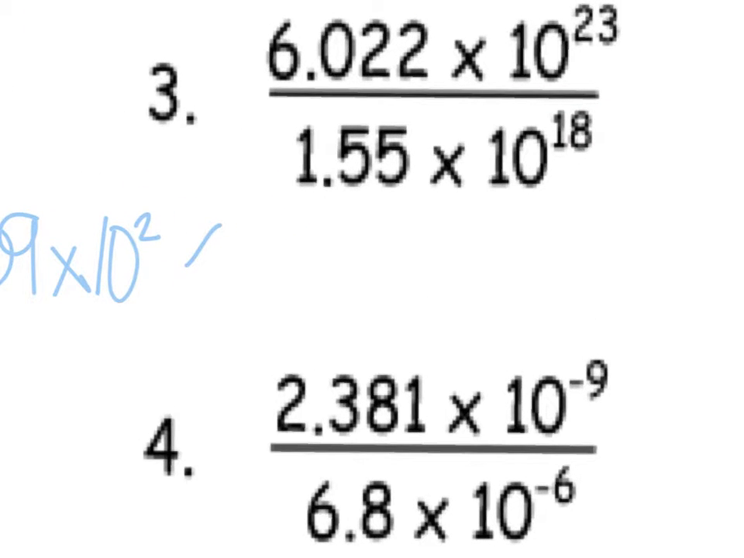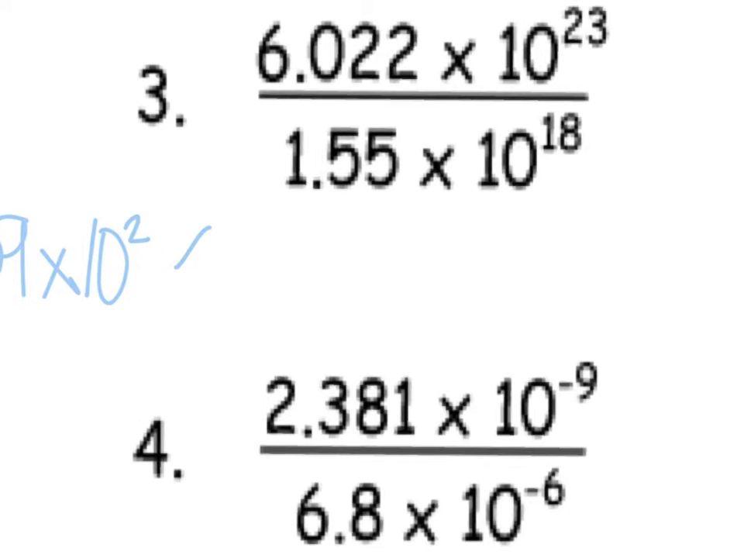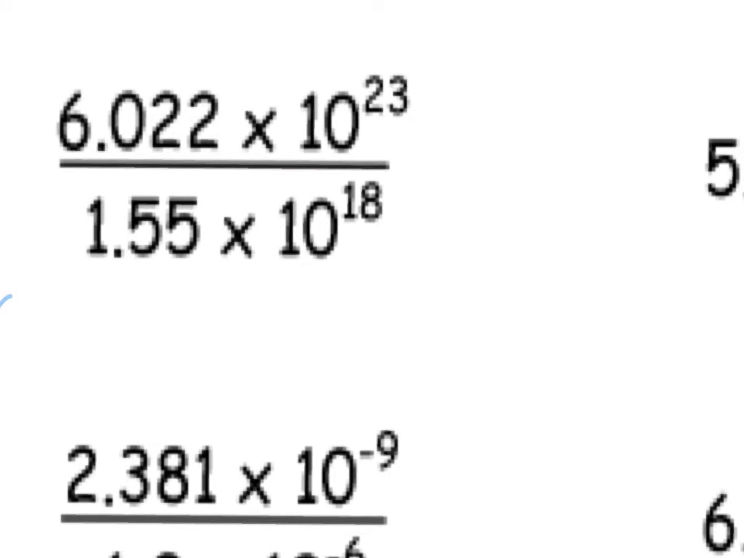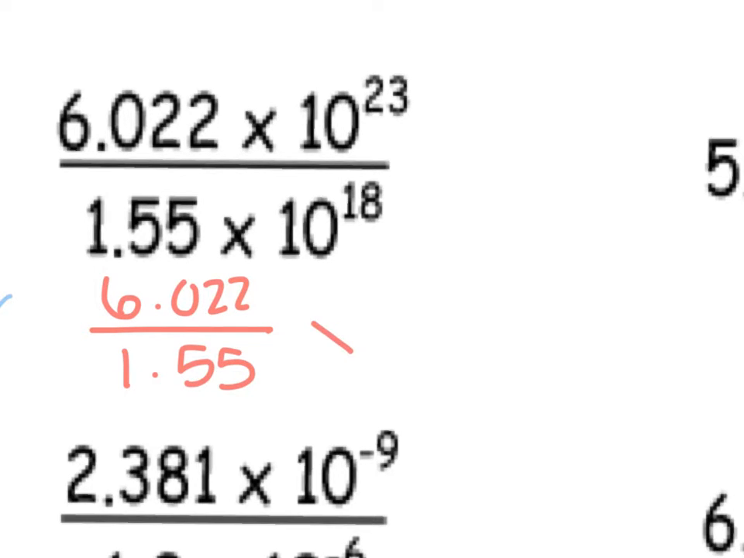So that's one way that you can do this. You can also do it another way, where in your calculator, all you're going to do is 6.022 divided by 1.5. That's the only piece that you're going to put in your calculator. Well, not the only piece if you don't want to. And then what do we have to do? What did I say we had to do to our exponents? Add or subtract? We're doing division, so therefore we have to subtract. So you would do 23 minus 18.